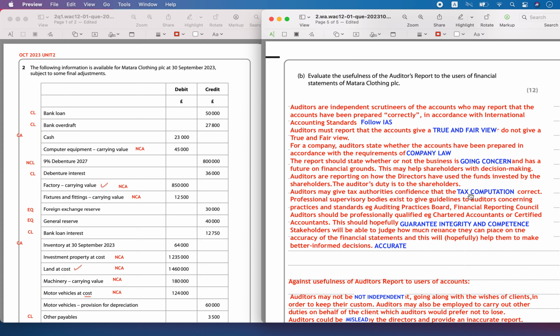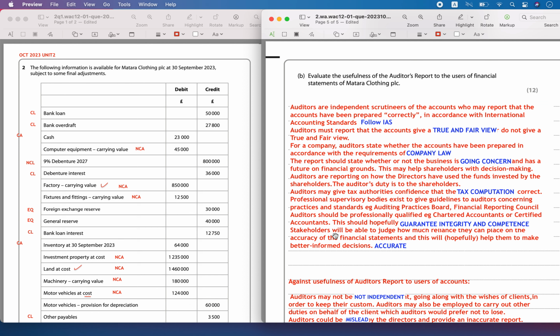Then auditors may also give tax authorities confidence that the tax computation is correct, and professional supervisory bodies also exist to give guidelines to the auditors concerning practices and standards. Example, auditing practices boards and financial reporting councils. Then they will guarantee integrity and competence. How? Because they are usually professionally qualified chartered accountants. So this will guarantee the integrity and competence of the report prepared.